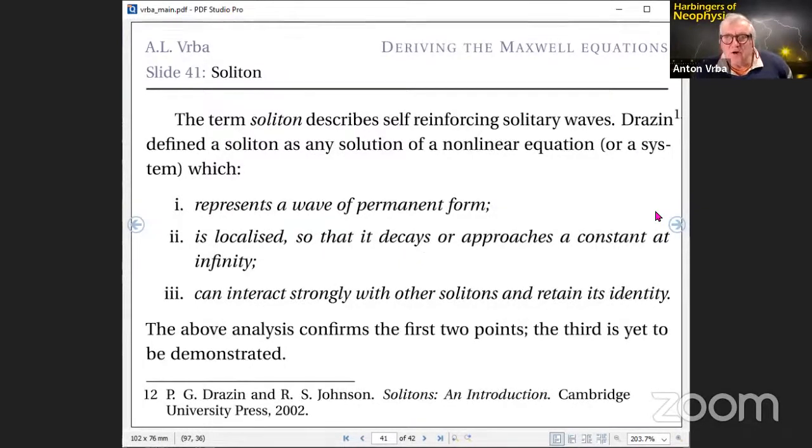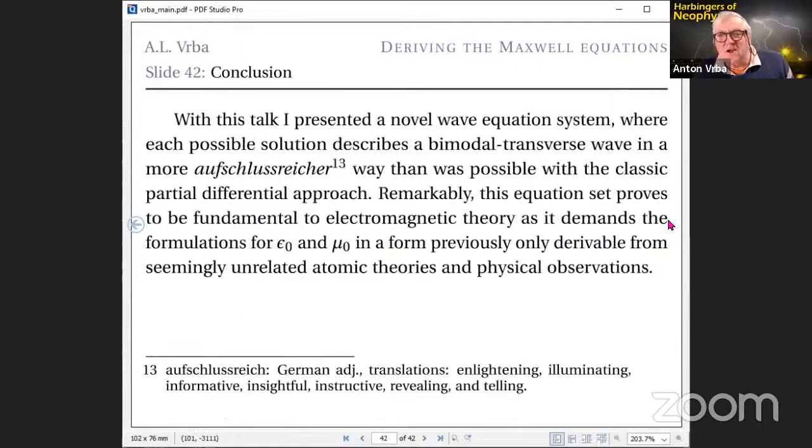Basically, now, if we look at the definition of a soliton, it represents a wave of permanent form. It is localized, and can interact strongly with other solitons and retain its identity. Basically, 1 and 2 are satisfied. 3, I hope to show at a later stage.